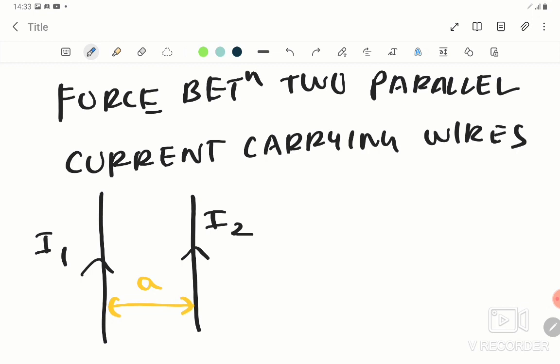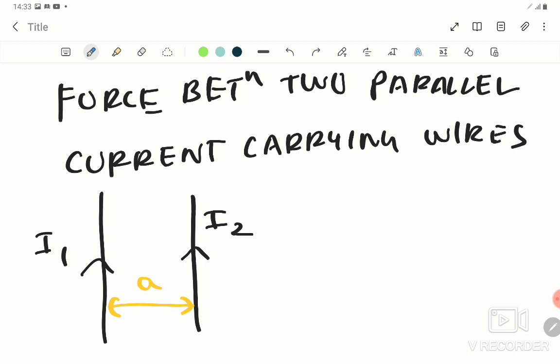Guys, यहाँ आप डायग्राम में देख सकते हो that we have two parallel wires having currents I1 and I2. Both of these currents are in the same direction, and both of these wires are separated by distance A. Guys, in this case, magnetic field of one wire will interact with the magnetic field of other wire, and due to this a force of attraction will be created between the two wires.